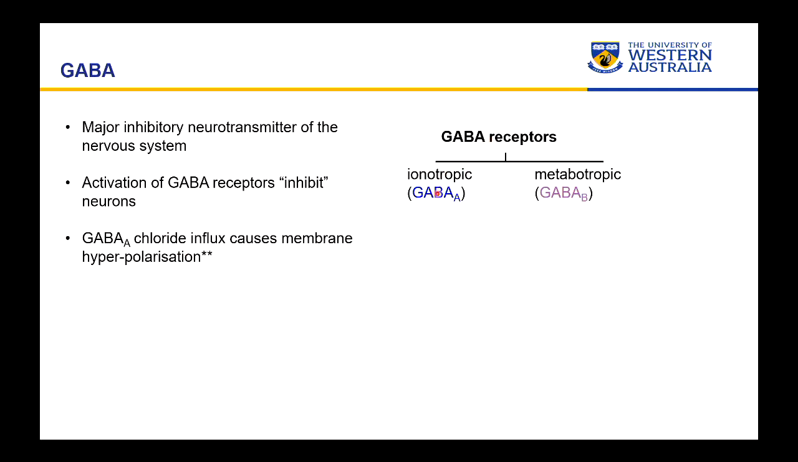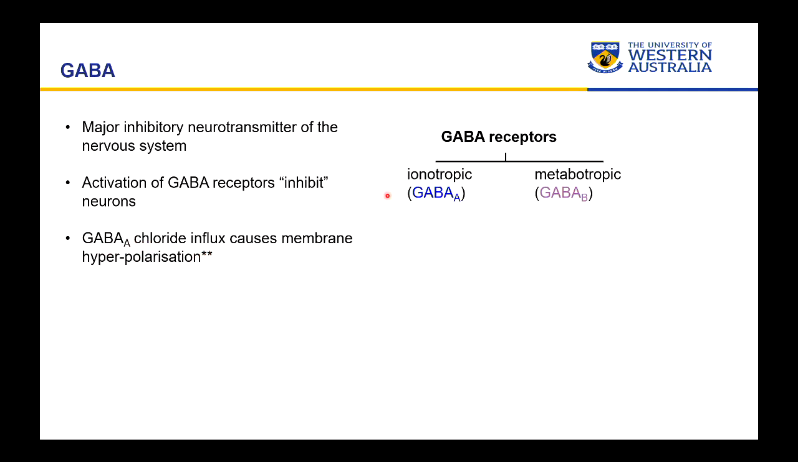And there's two different kinds of GABA receptors. You've got ionotropic, which are ligand-gated ion channels. So GABA binds to it, you get chloride going into the neurons, which hyperpolarizes them. And then you've got metabotropic, which are G protein coupled receptors. We're mostly going to talk about GABA A receptors. So this is a subtype of ionotropic receptors.